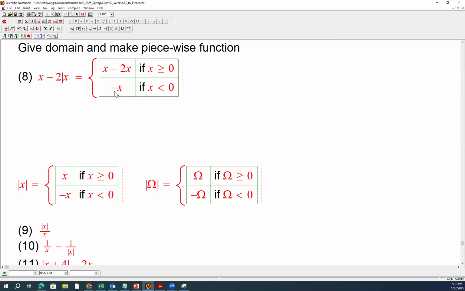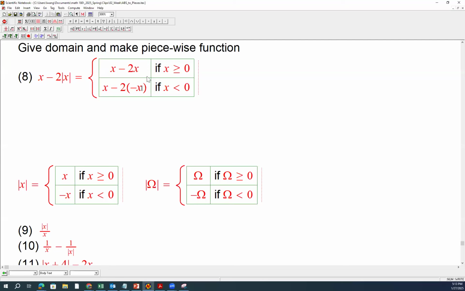And this other one is x minus 2 times the absolute value of x. But when x is negative, the absolute value of x is replaced by negative x. I hope you guys see that. So these are the 2 pieces. Basically it's a substitution.